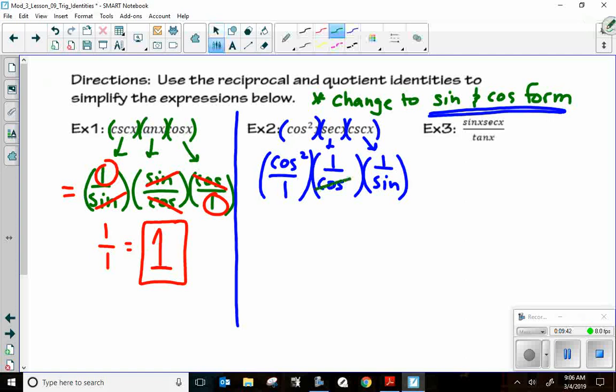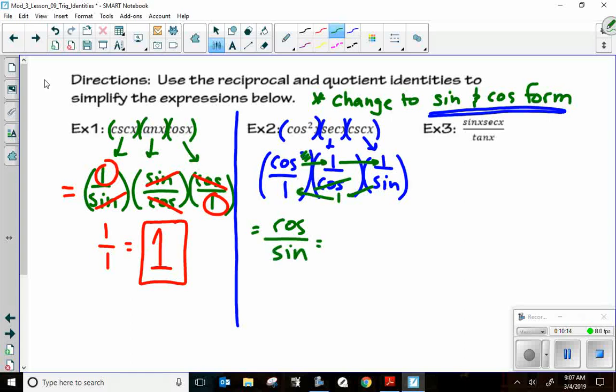One of these cosines can cancel with one of these. Remember, cosine is squared. I technically have 2 cosines up there. Just like if there was an x. If I had x squared and I had an x here, one of these x's cancel with one of these. The same thing for cosine and sine. The same thing for trig. Okay? So now I can't cancel anything out. So cosine times 1 times 1 is just cosine. Sine times 1 times 1 is just sine.